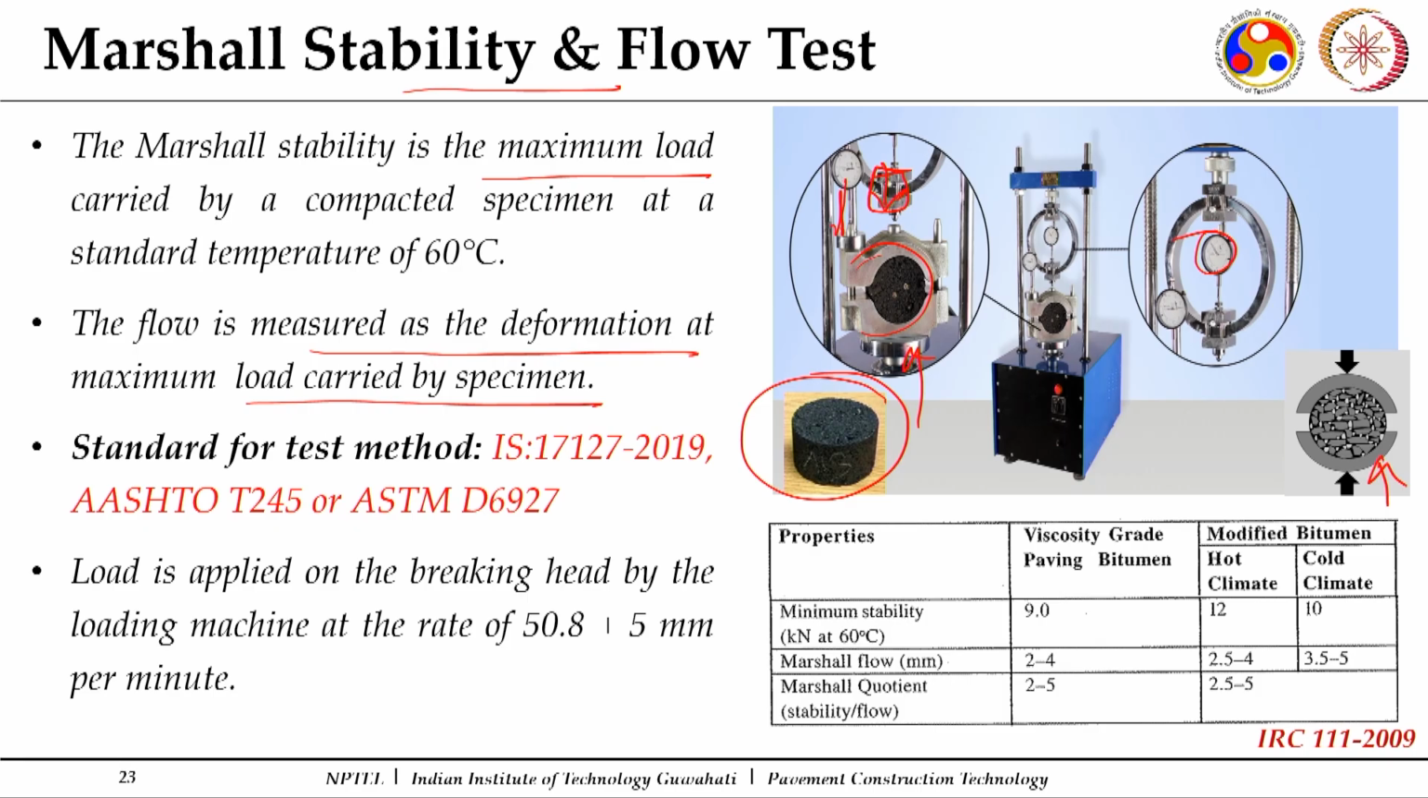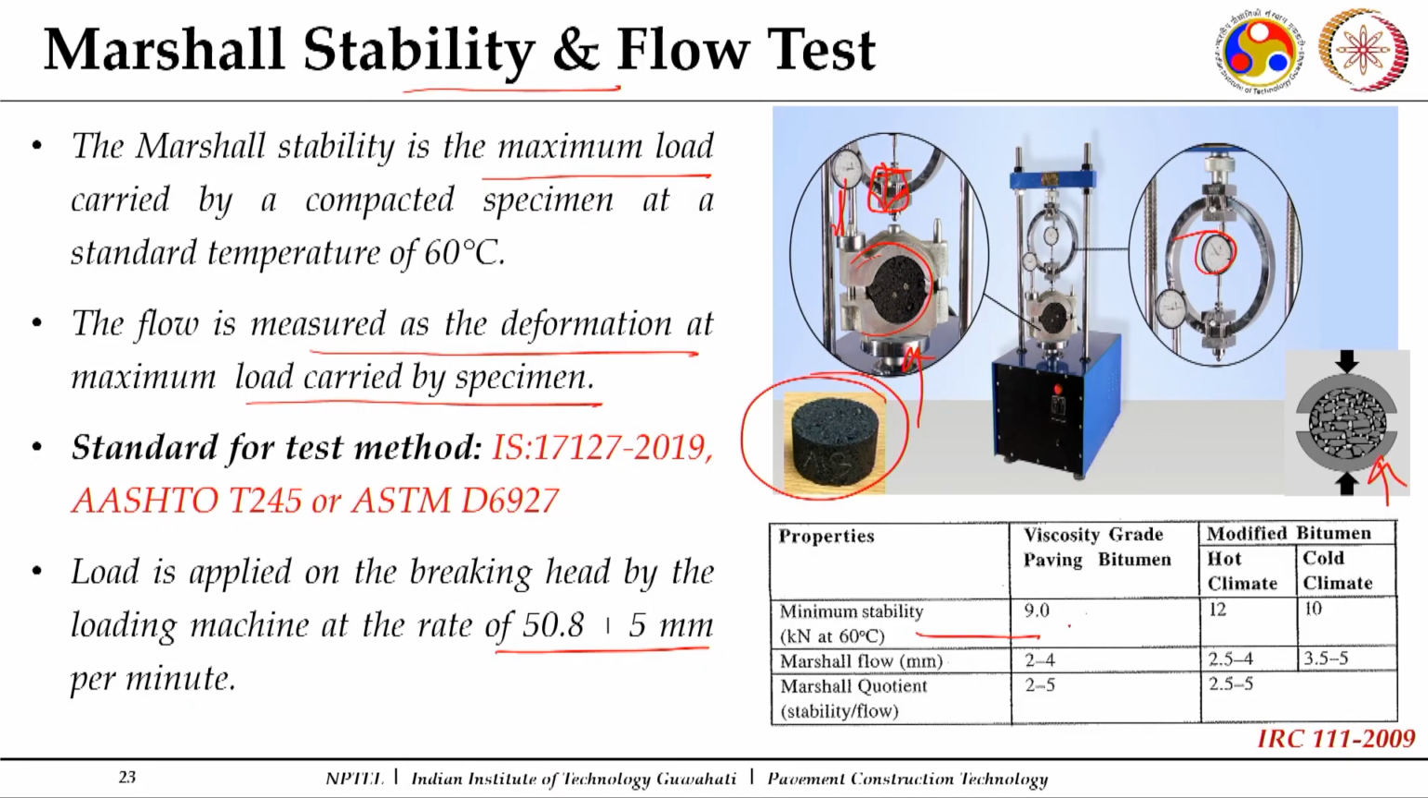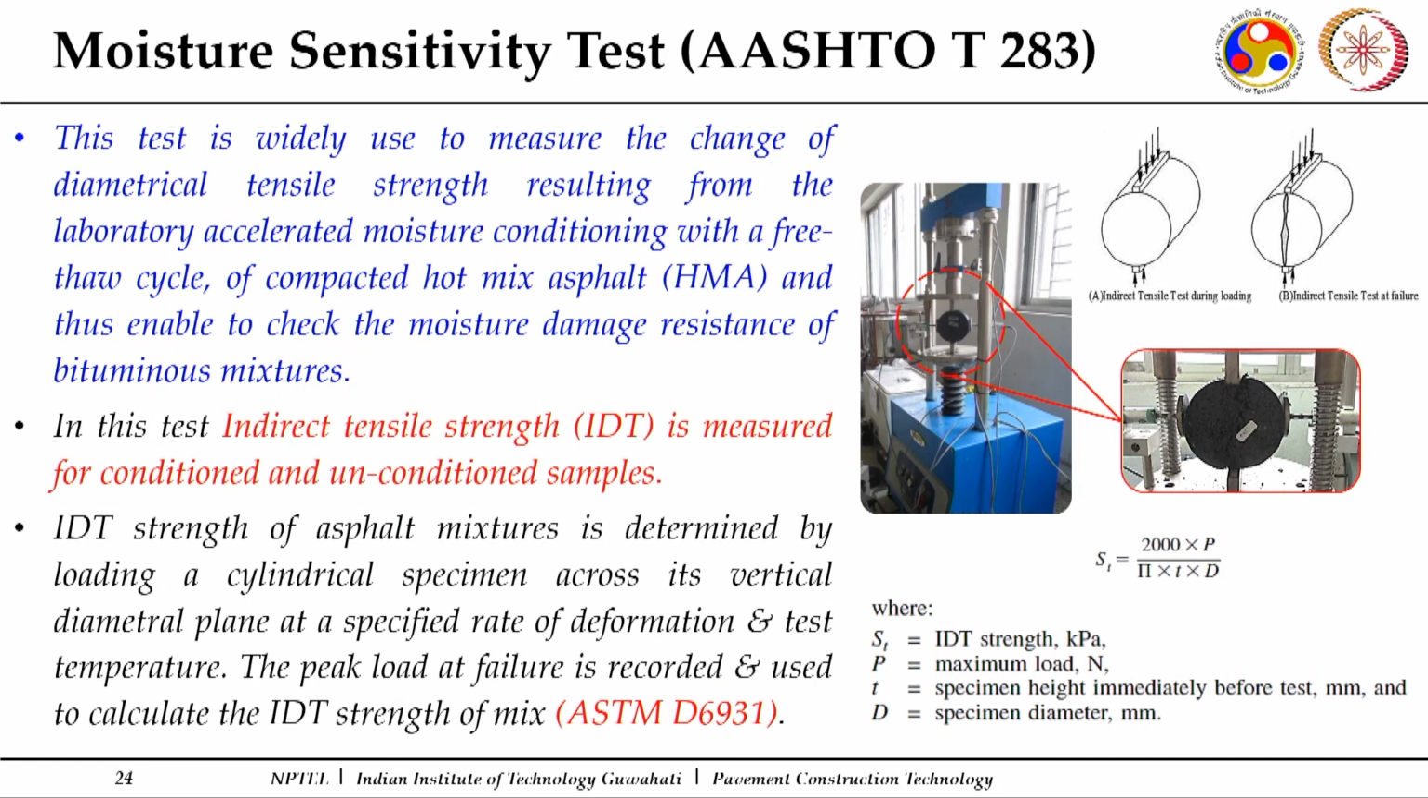This is one parameter, and the rate of loading is also standard, as is the temperature at which it has to be done. We will again discuss this when we discuss the design of bituminous mixes. And then there is a requirement that for a particular kind of mix, the minimum stability, that means the minimum amount of load it should take, is 9 kilonewtons. That means a 900 kg weight load it should take before it fails, and there is a requirement of Marshall flow also. So this is the requirement to ensure the strength, which is checked during the design of the bituminous mixes.